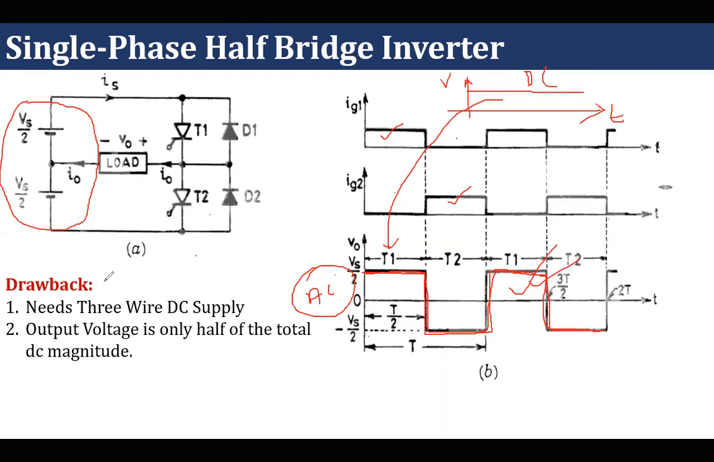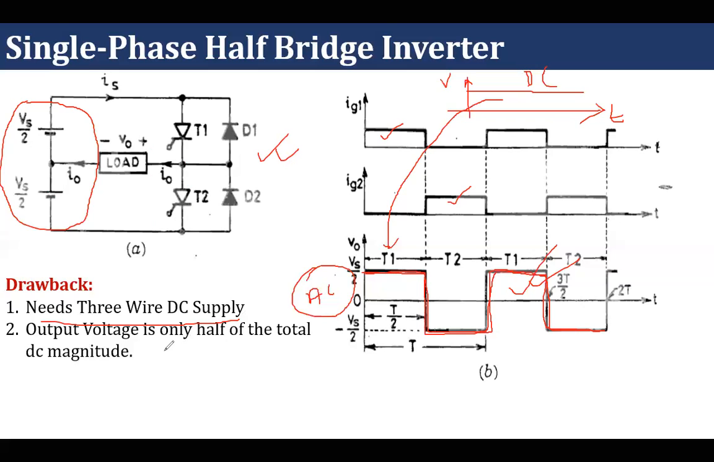So what is the drawback of the single phase half bridge inverter? The first drawback is it needs a 3-wire DC. Even if you have a single DC source, we need to convert it to a 3-wire DC source. Then only are you able to design this circuit. Otherwise, this circuit is not possible at all.